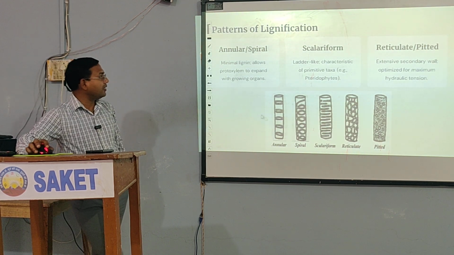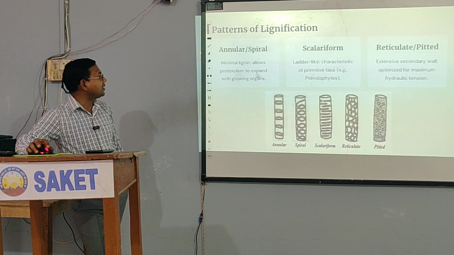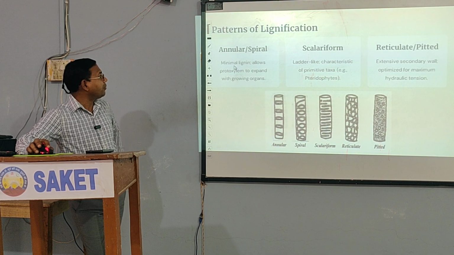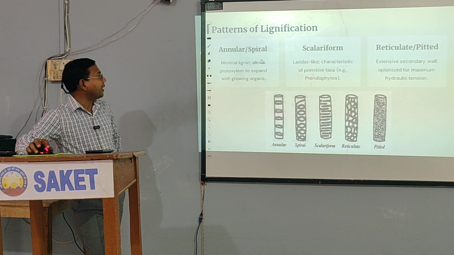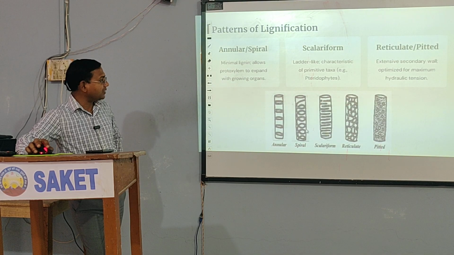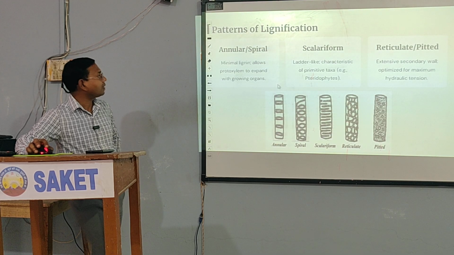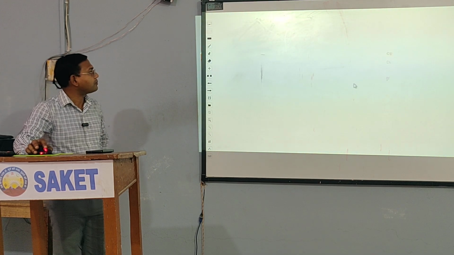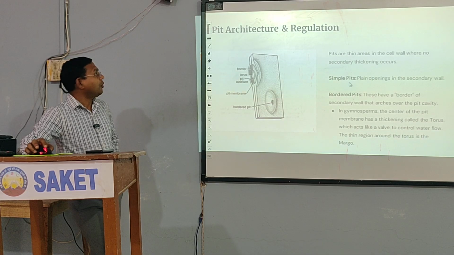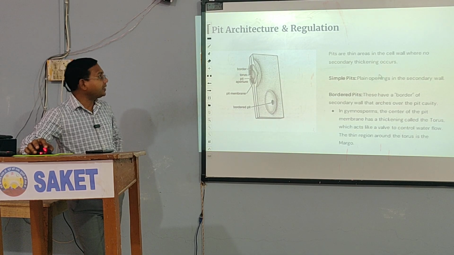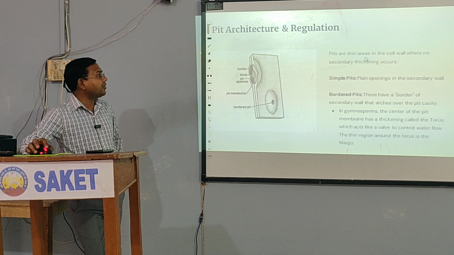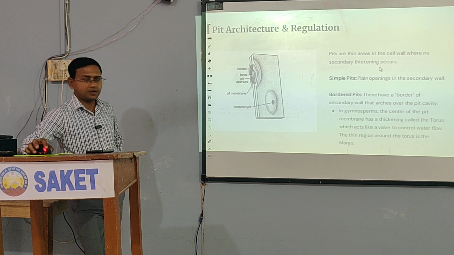So the annular type is the minimal. In the annular or spiral we have minimum lignin. As you can see in these two cases, lignin is less compared to these structures. Now we have seen the pit. Pits are thin areas in the cell wall where no secondary thickening occurs, like there is no deposition of lignin.